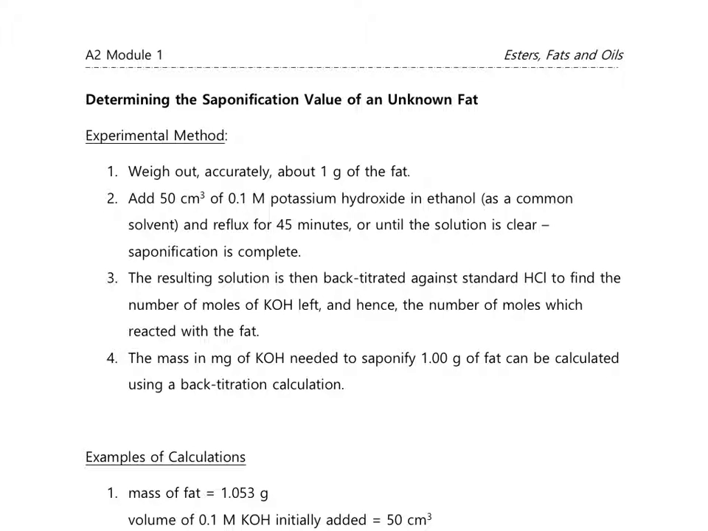You've got your fat, and you then add your potassium hydroxide to it. So just think of our equation here: fat plus 3 KOH goes to whatever. Don't need the other side of the equation. So you get about 1 gram of your fat. What does it mean? Weigh out accurately about 1 gram of fat.